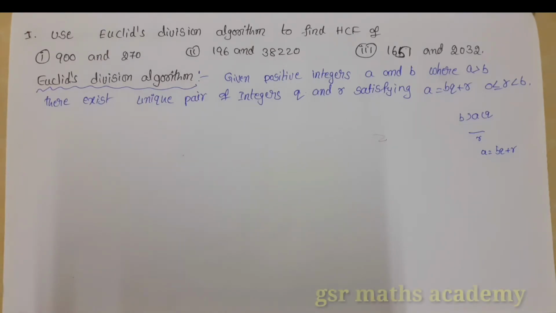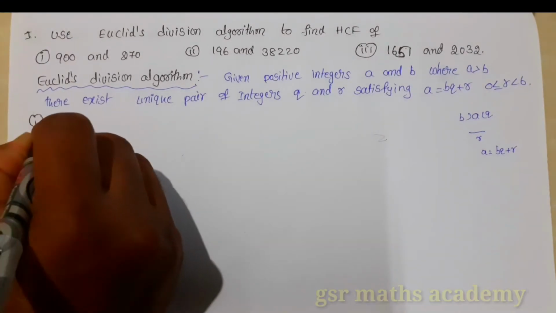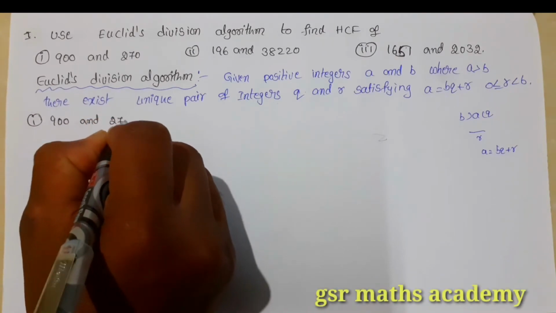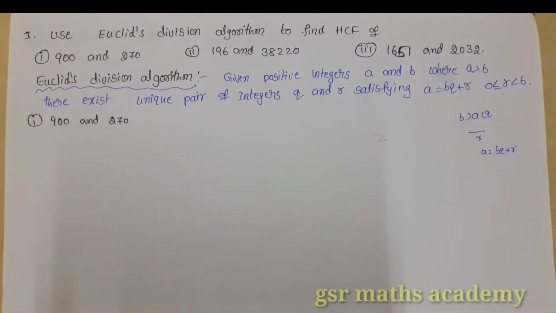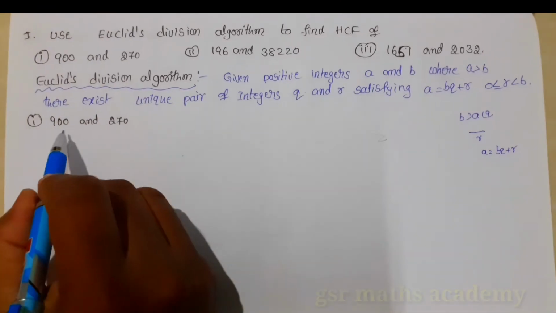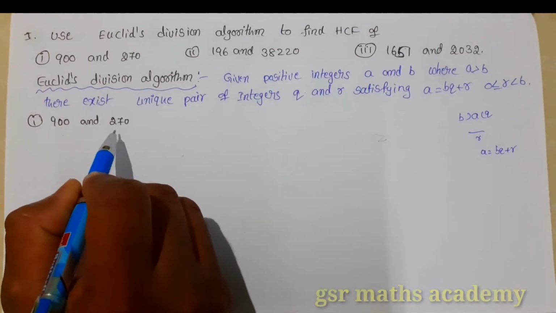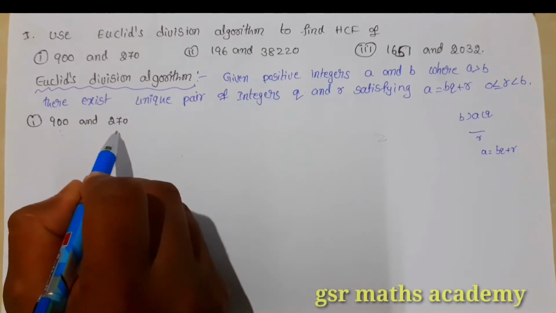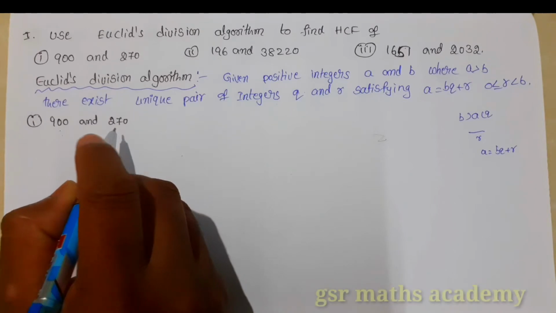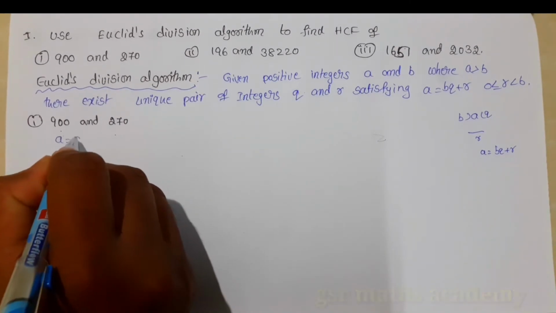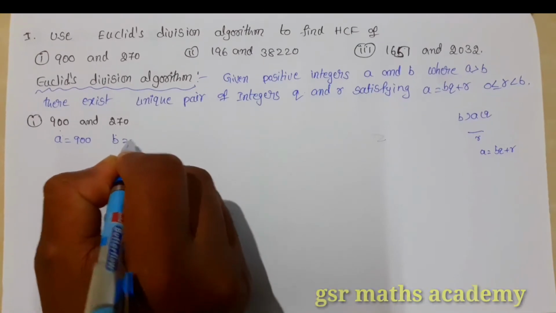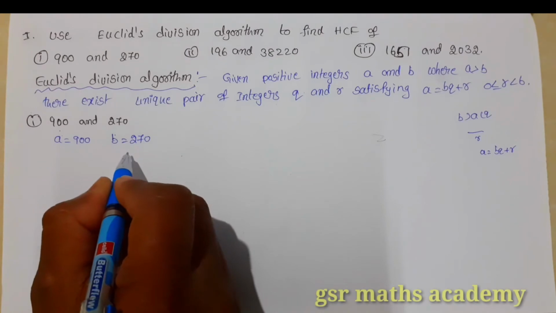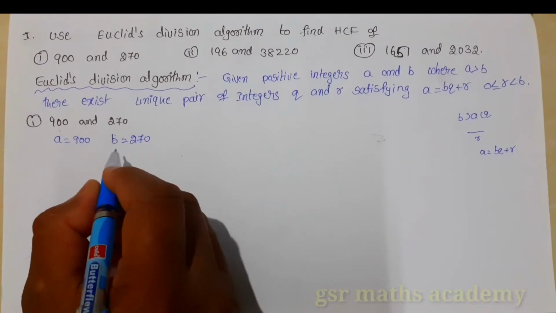Firstly, let us take the first pair. First pair we have 900 and 270. Here, what is the greater number? 900. What is the smaller number? 270. That means consider the greater number 900 as a and smaller number 270 as b. So let a is equal to 900 and b is equal to 270. Now for these two numbers we need to apply Euclid division algorithm.